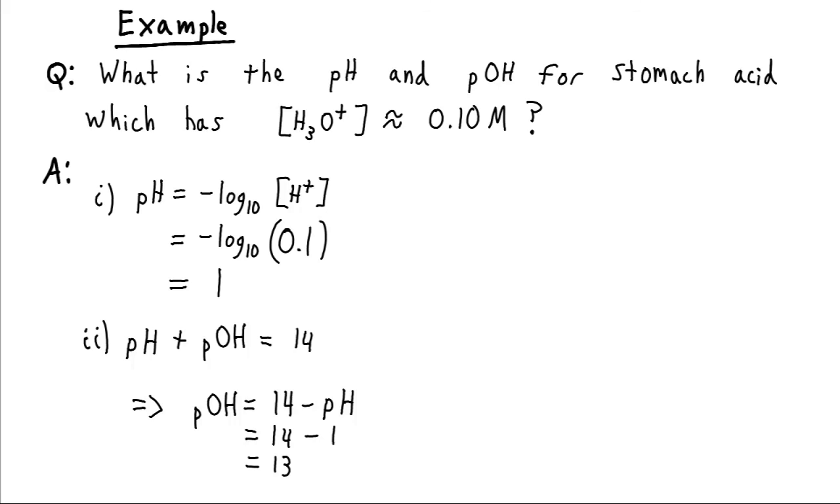As a shortcut for finding the pOH, instead of having to use the logarithm again, we can use our relationship that the pH plus the pOH sums to 14. So the pOH is going to be 14 minus the pH, and 14 minus 1 is 13.